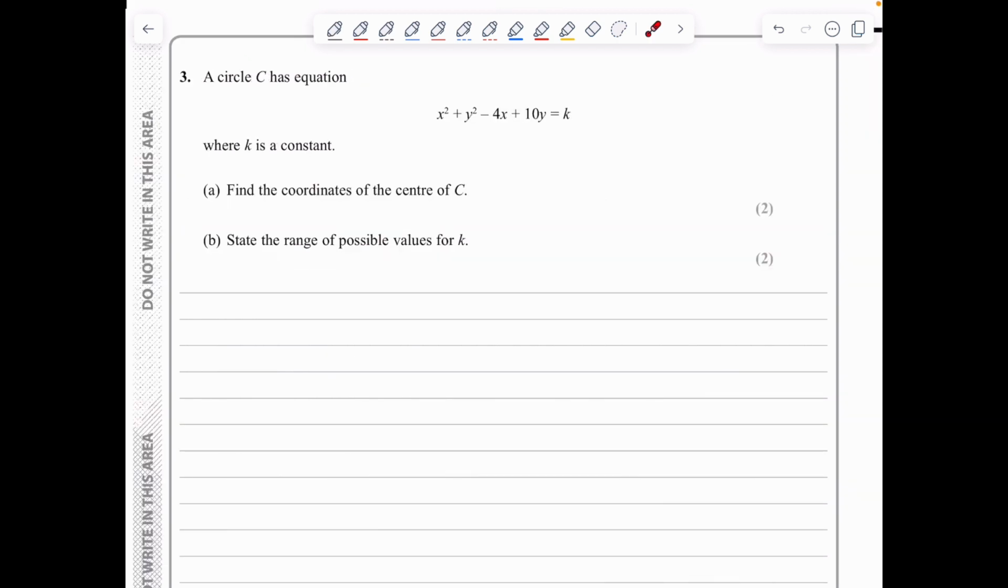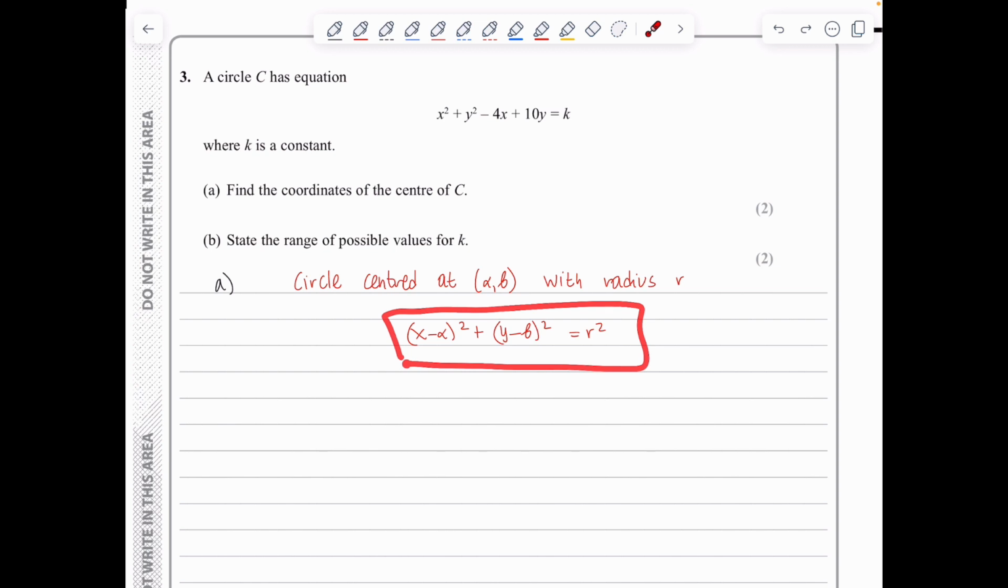In question 3, we've got the circle C with the equation x squared plus y squared minus 4x plus 10y is k, where k is a constant, and we need to determine the coordinates of the center of C. Well, one way we can do this is put the circle equation in a standard form, bearing in mind that the circle centered at alpha beta with a radius of r has equation x minus alpha squared plus y minus beta squared is r squared.